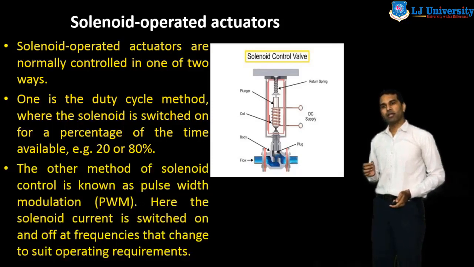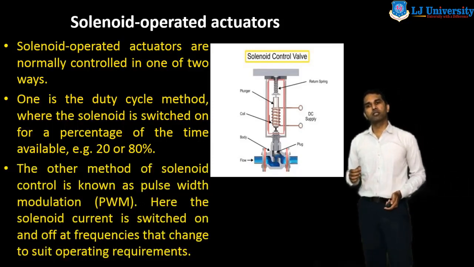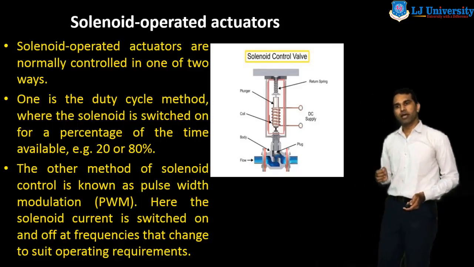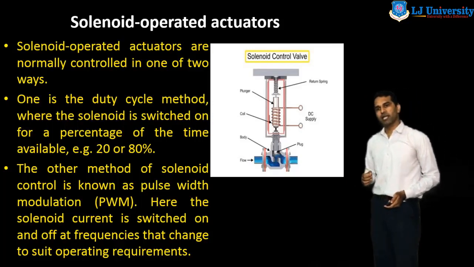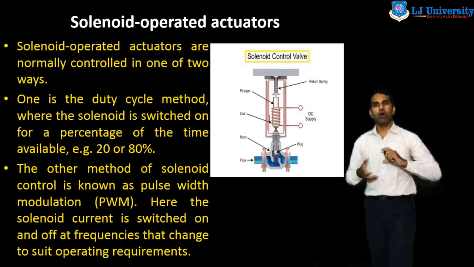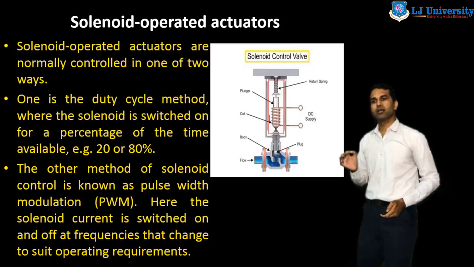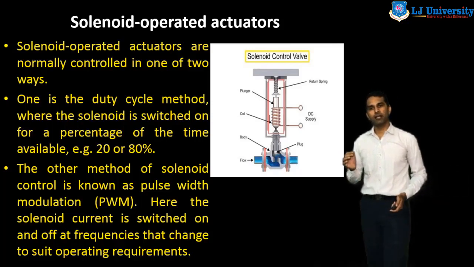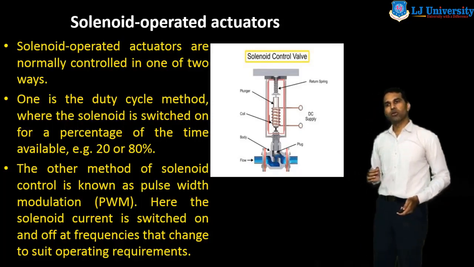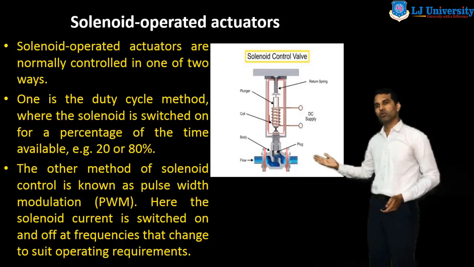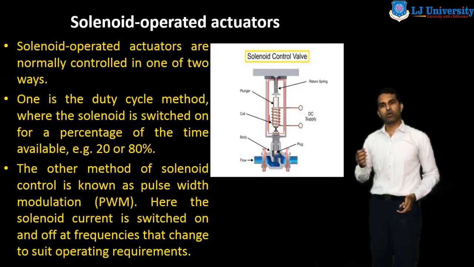The other method of solenoid control is known as pulse width modulation. Here the solenoid current is switched on and off at a frequency that changes to suit operating requirements. So these are the two methods used to operate the solenoid valve.